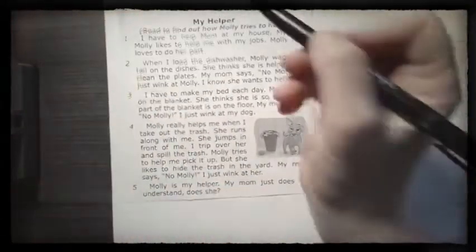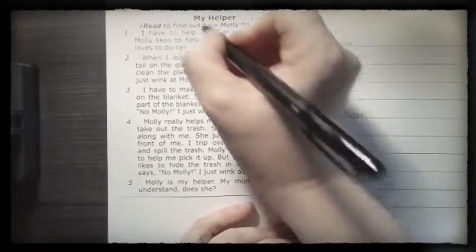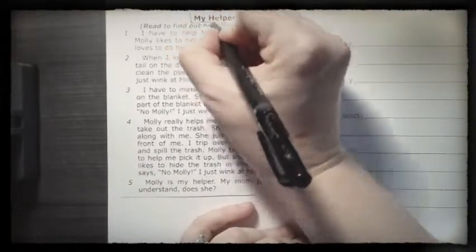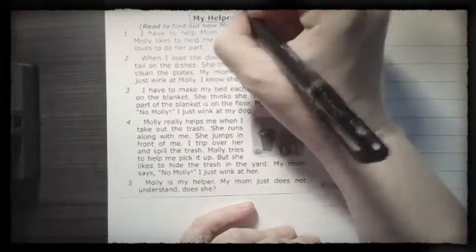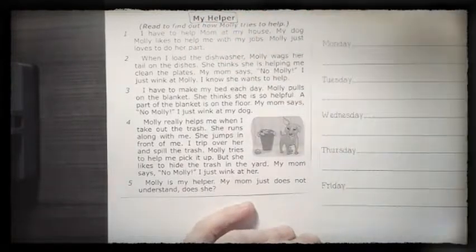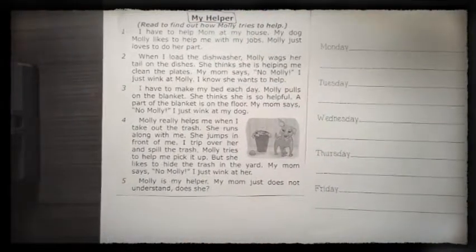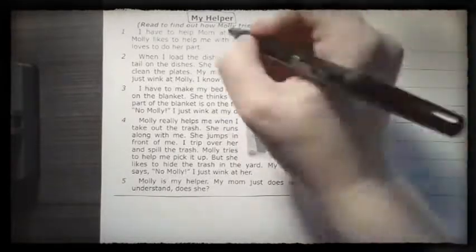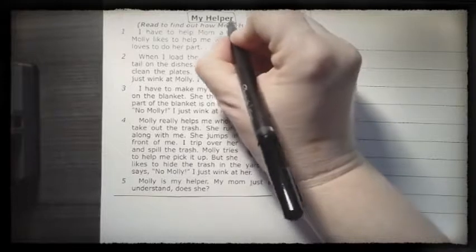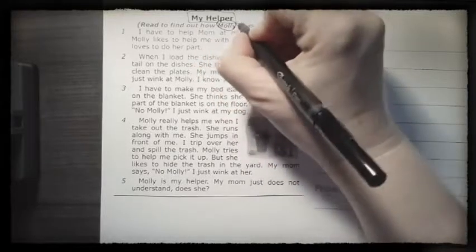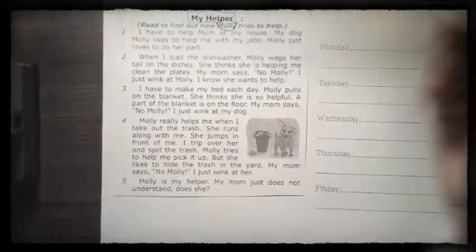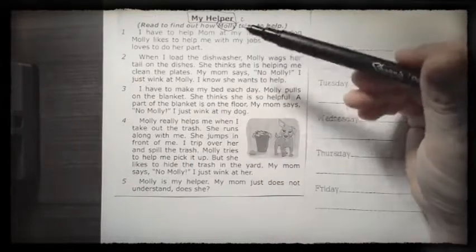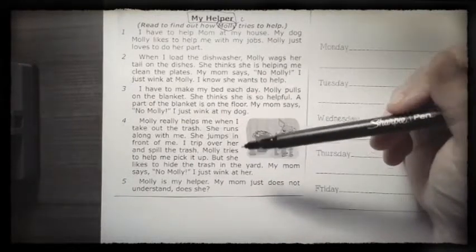Okay, so let's look at our story. The title of my story, which I can already do, is My Helper. So I'm going to draw a box around it, and I'm going to put a T for title. And then it says, read to find out how Molly tries to help. So I bet Molly is going to be a character, so I'm going to circle Molly, and I'm going to put a C next to her. Now I'm not going to read anything else right now. I'm just looking for text features.